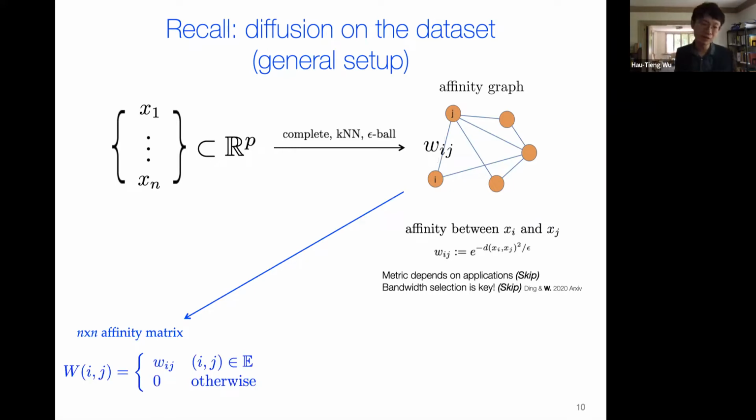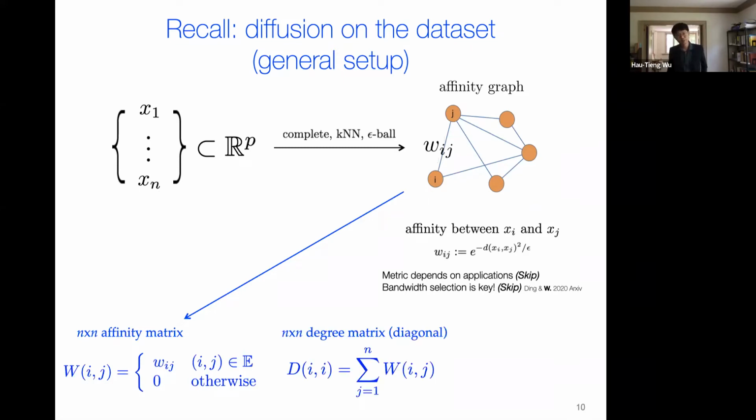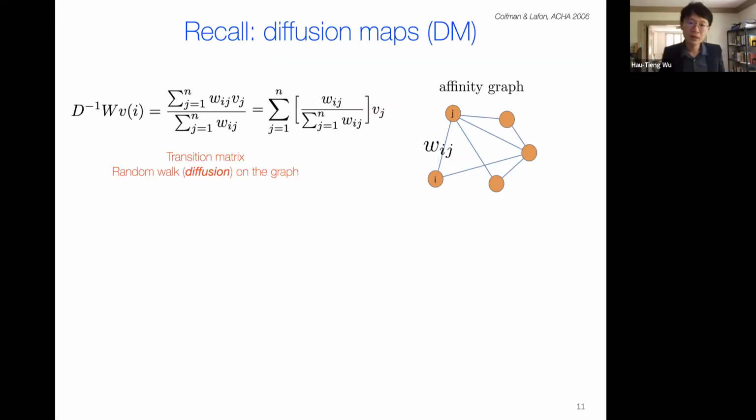Then from the affinity graph, you can construct an n by n affinity matrix, which is very standard. And you can get a degree matrix, an n by n diagonal matrix, which is nothing but you sum all the rows together and get a diagonal matrix. And you generate a transition matrix, D inverse W, a row-sum-one transition matrix, which describes a random walk on the manifold, on the data set. So you get some random walk or diffusion on the graph.